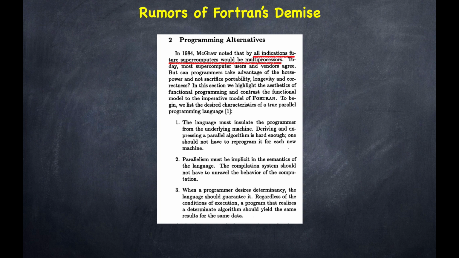The report describes three desired characteristics of what it calls a true parallel programming language. 1. The language must insulate the programmer from the underlying machine. This is the piece about raising the level of abstraction. 2. Parallelism must be implicit in the semantics of the language. To put this in the words of Stanford computer architecture professor Kunle Olukotun, who is arguably the father of multi-core computing, Joe the programmer shouldn't have to deal with parallelism in any explicit way. 3. When the programmer desires determinacy, the language should guarantee it.